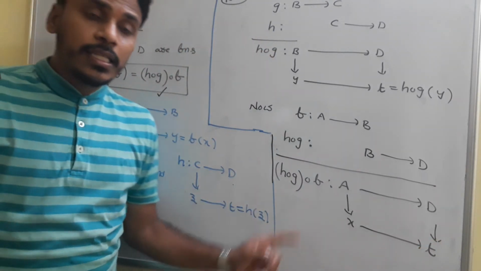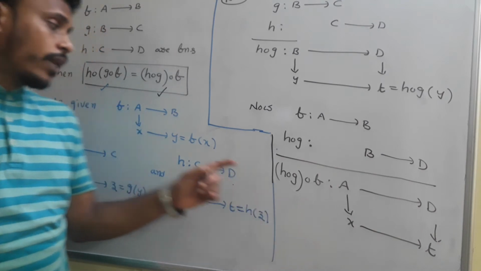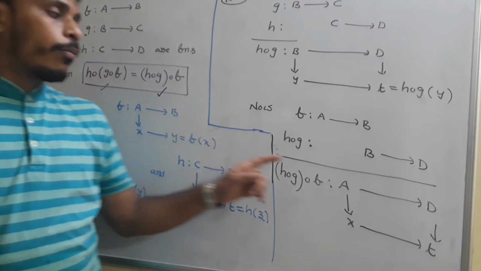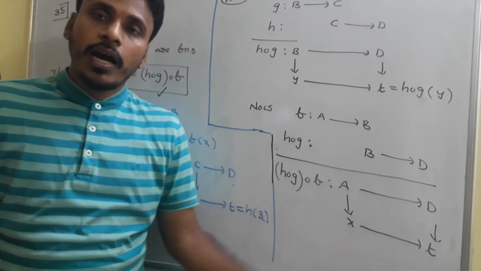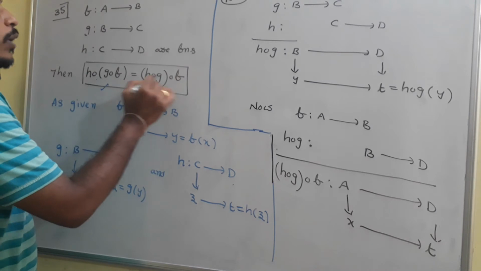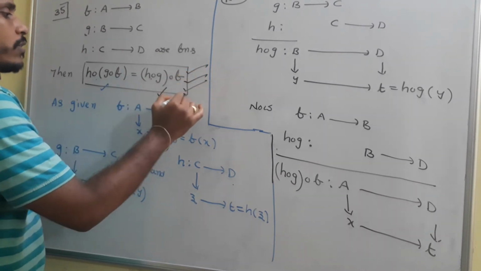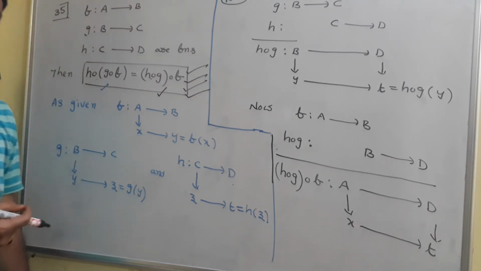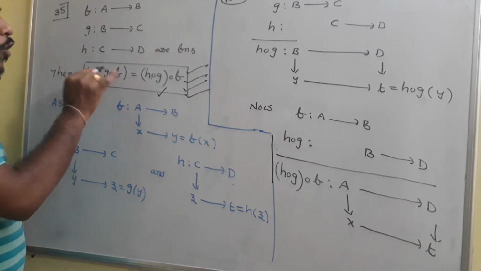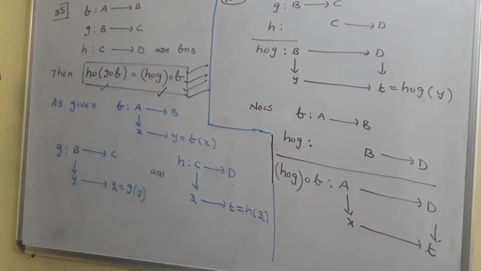So at the end, this (h circle g) circle f as well as h circle (g circle f), both have the same domain A, and both these functions connect x to t, and that's why we say that these two are equal, and there ends the proof. So composition of functions is an associative property actually. So h circle (g circle f) is equal to (h circle g) circle f. In the sense, the grouping is not important when you apply composition of functions.